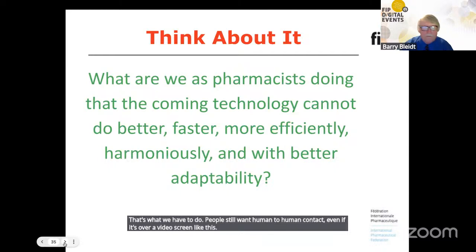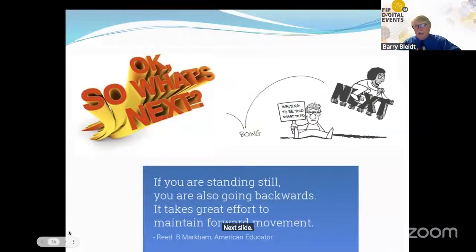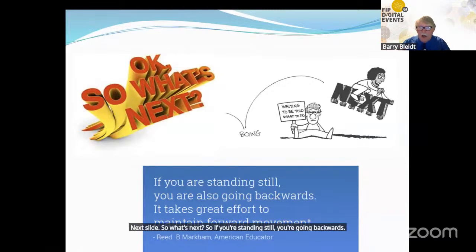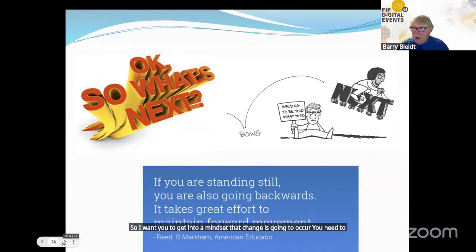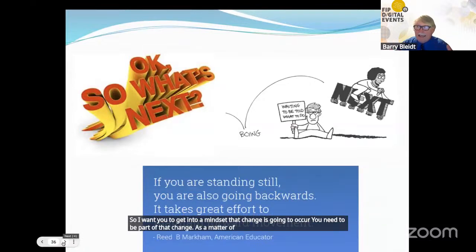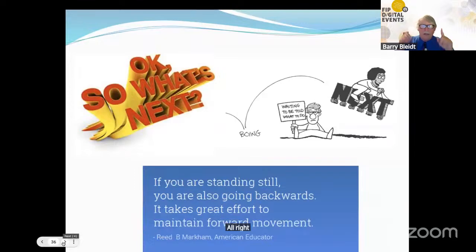Next slide. So what's next? So if you're standing still, you're going backwards. All right, because it takes a lot of effort to maintain a forward movement. So I want you to get into a mindset that change is going to occur. You need to be part of that change. As a matter of fact, you might even want to be leading or creating that change. All right. So next slide.